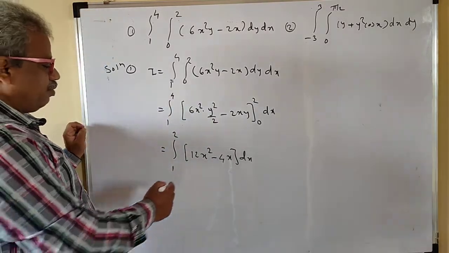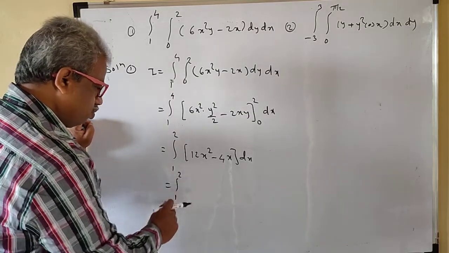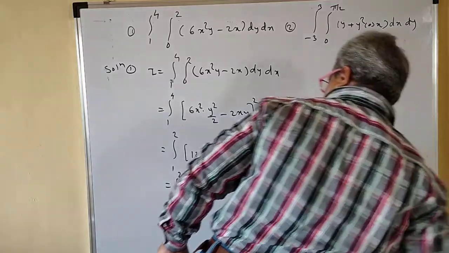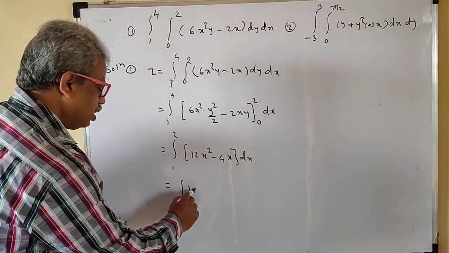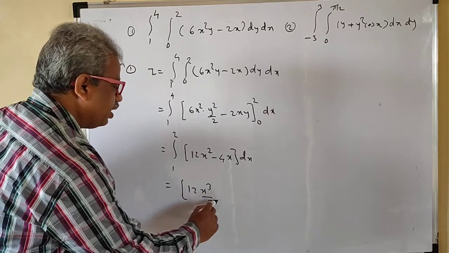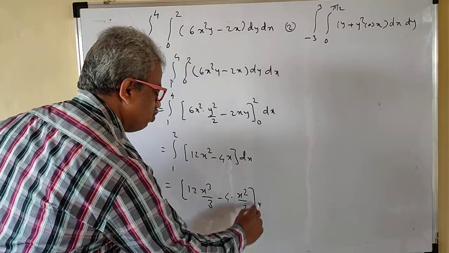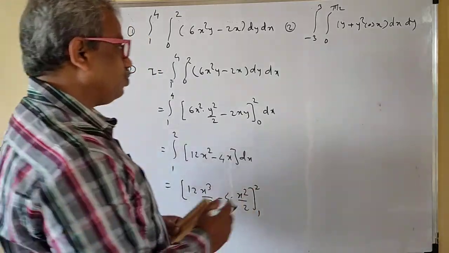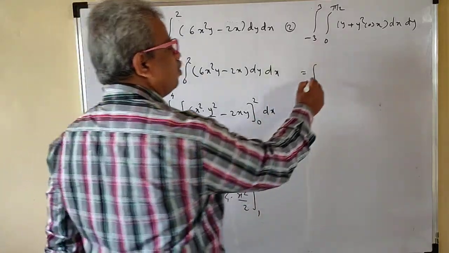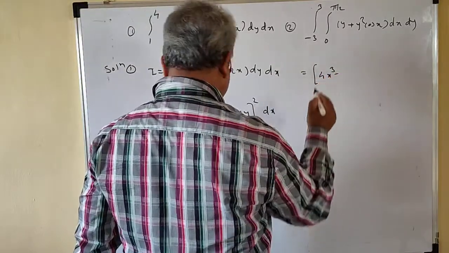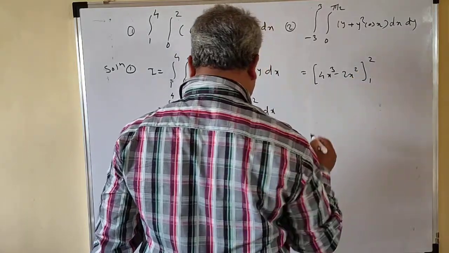So now we will integrate this, from 1 to 2. We are integrating this because all terms are integrable. So this is 12 x cube by 3 minus 4 x square by 2, from 1 to 2. Just I will simplify this. So this is 4x cube minus twice x square, from 1 to 2.